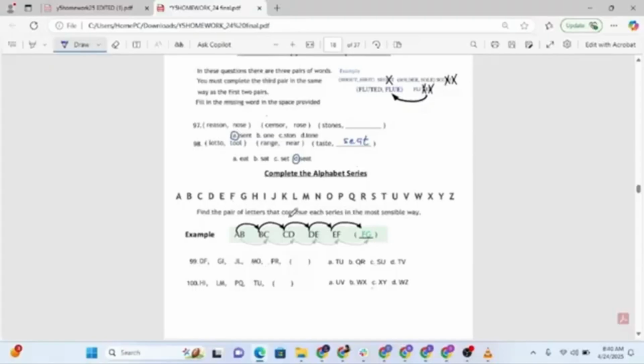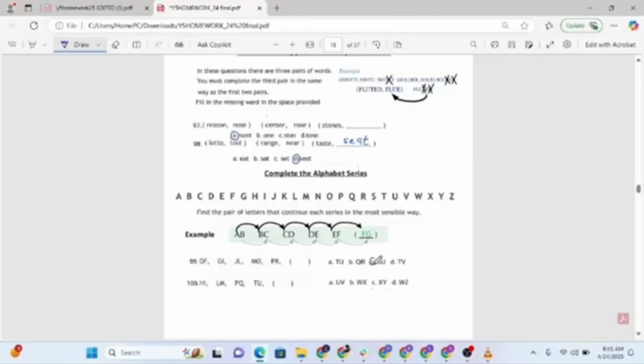Find the pair of letters that continue each series in the most sensible way. Question 99. The alphabet series is D, F, G, I, J, L, M, O, P, R, blank. The correct answer is option C, S, U.